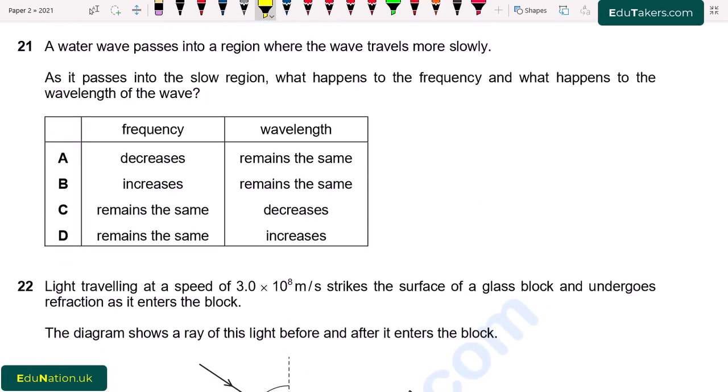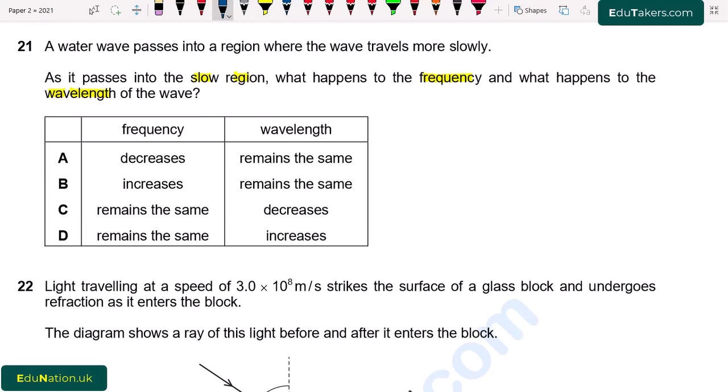Question number 21. A water wave passes into a region where the wave travels more slowly. As it passes into the slow region, what happens to the frequency and what happens to the wavelength of the wave? So what will be the effect on frequency and wavelength of the wave when the water wave changes its medium and goes into the medium where it travels more slowly?